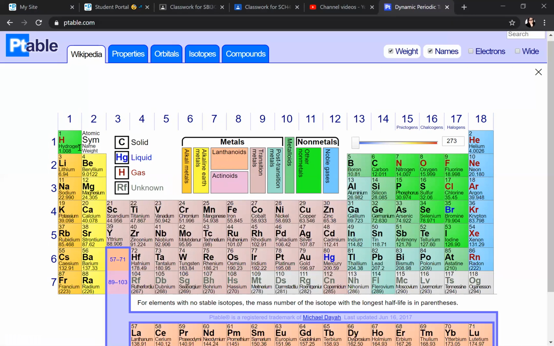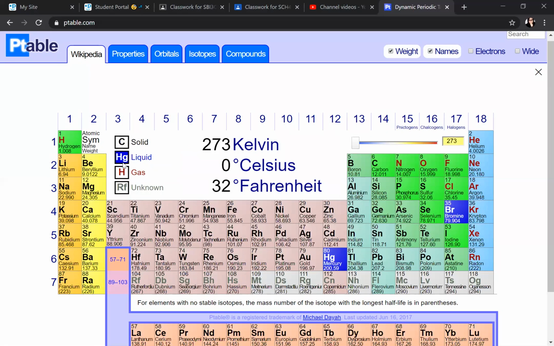So in walking through the periodic table, you will also notice that there are certain elements that exist as solid, liquid, gas, or even an unknown substance, right? So these are the states that matter can be in when we talk about things like the physical or the chemical properties of a substance. And this will come in handy when we look at chemical bonding and reactions as well.